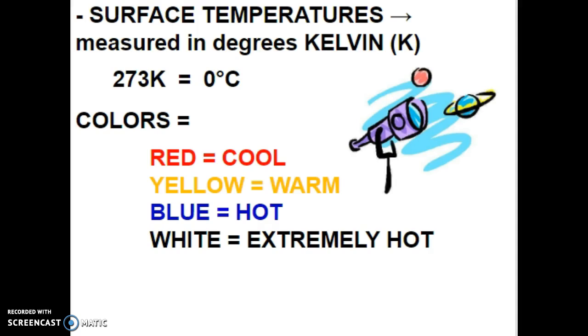Again, we measure star temperatures in degrees Kelvin. 273 degrees Kelvin is equal to 0 degrees Celsius. It's just another metric unit that we use for star temperatures. Colors associate with those surface temperatures. A very red star is on the cooler side. Our sun is yellow because it is your average Joe temperature surface-wise, so it's a warm star. Blue stars are very hot, and we consider white stars extremely hot.